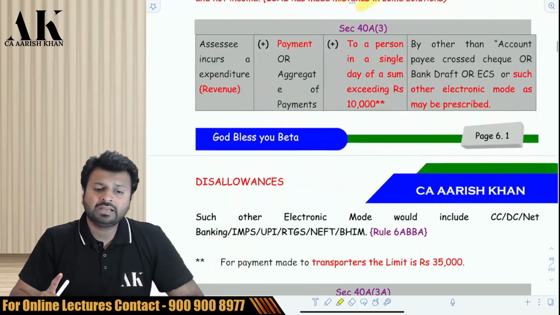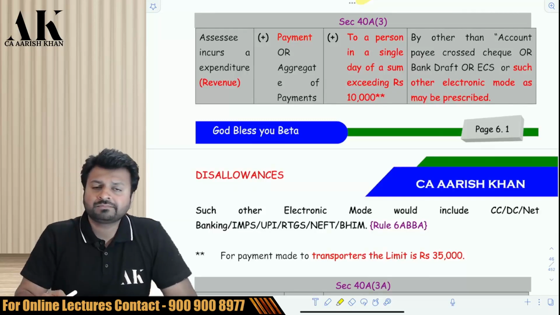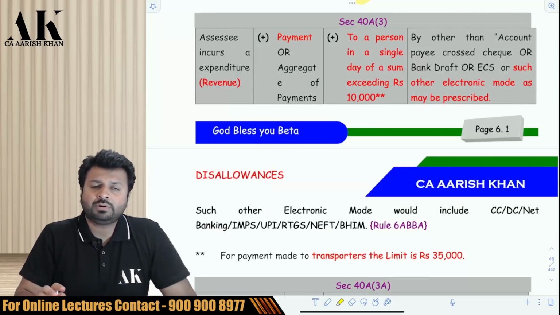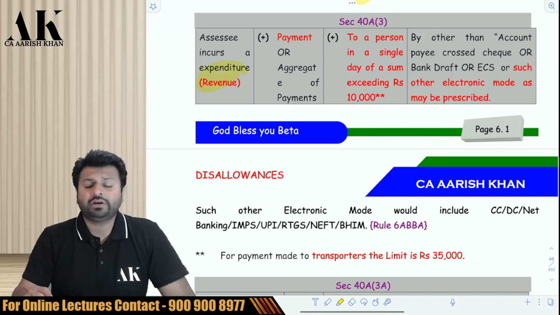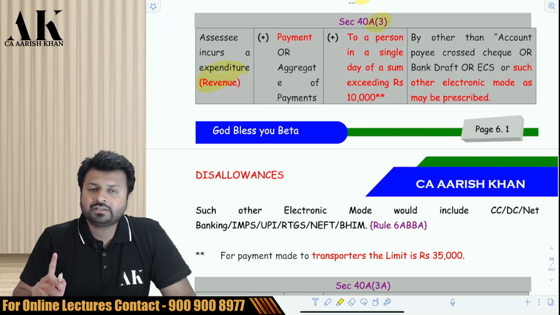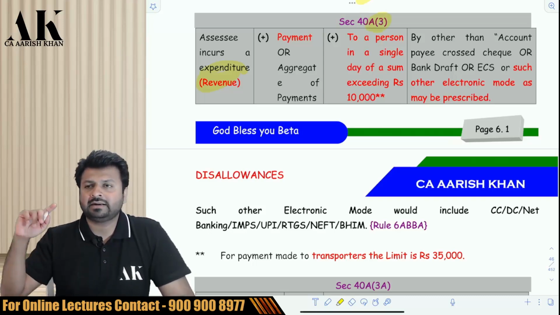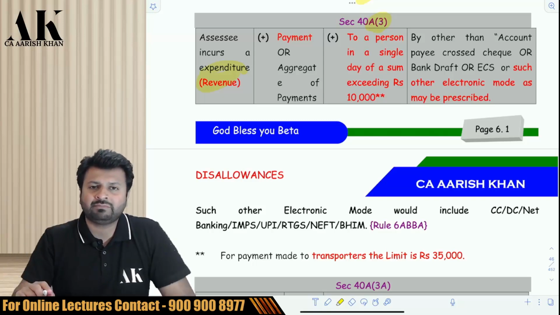Now let us go ahead with the next section, a big and very important one: Section 40A subsection 3, which talks about when an assessee incurs a revenue expenditure. 40A3 is only for revenue expenditure. It is not for capital expenditure. For capital expenditure, there are already separate sections, which I will speak about again.